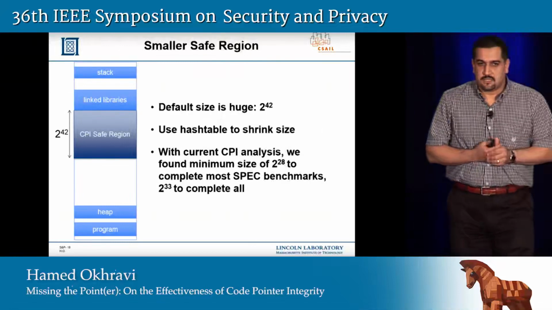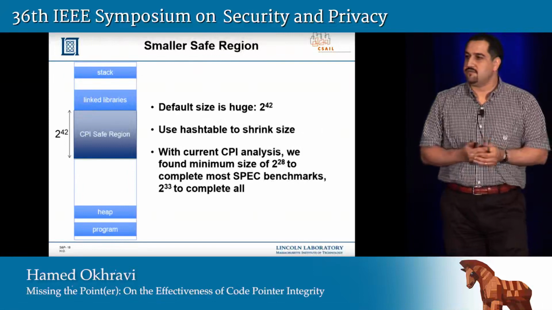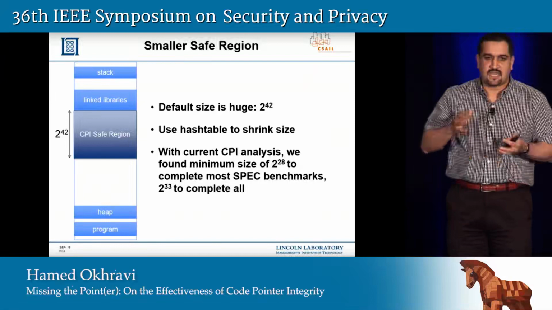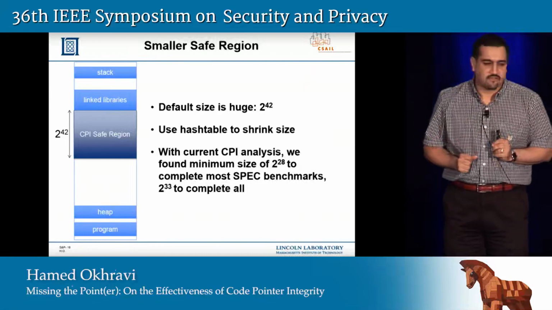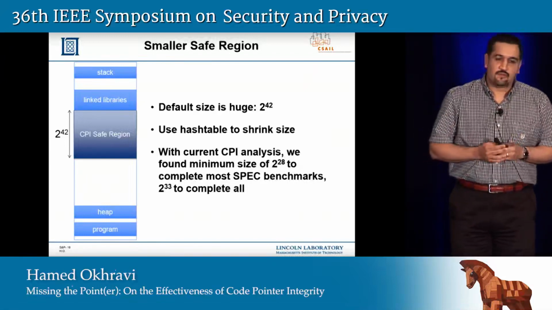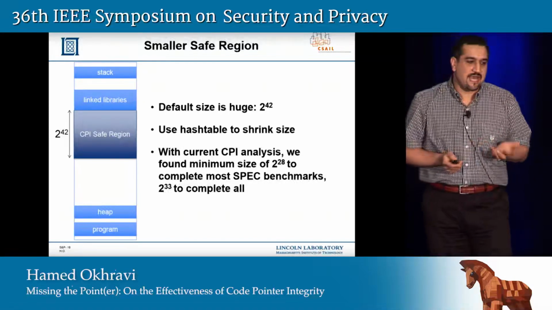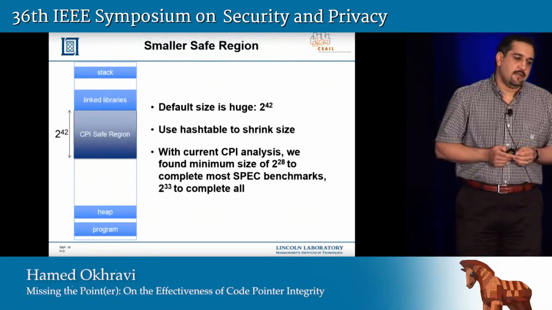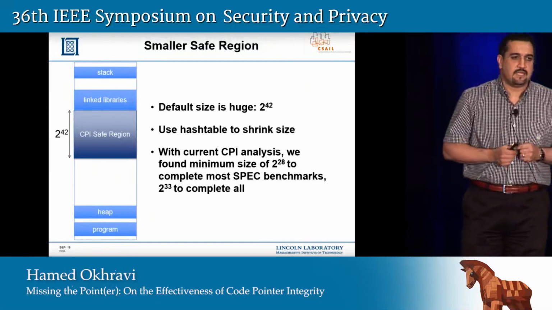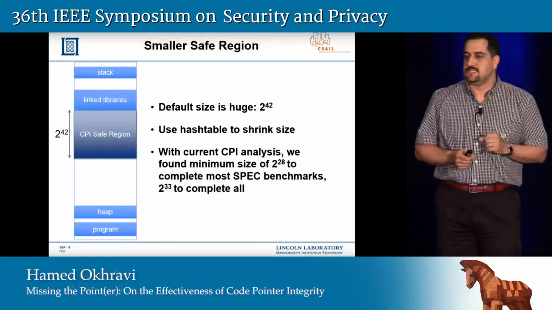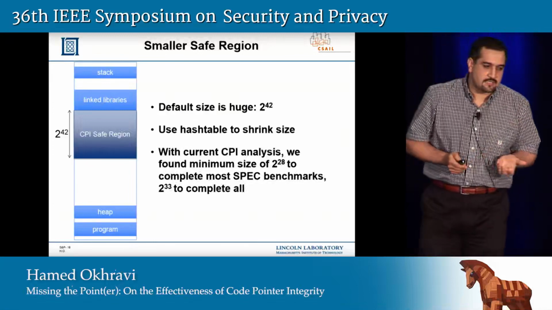Another possible defense against the attack is to make the safe region smaller, because a large part of the attack was that the safe region was very, very large itself. And we have looked at that option as well. There's another implementation of CPI called the hash table implementation. That is slightly different than the simple table. So we have looked at what is the minimum size that is possible for that hash table.